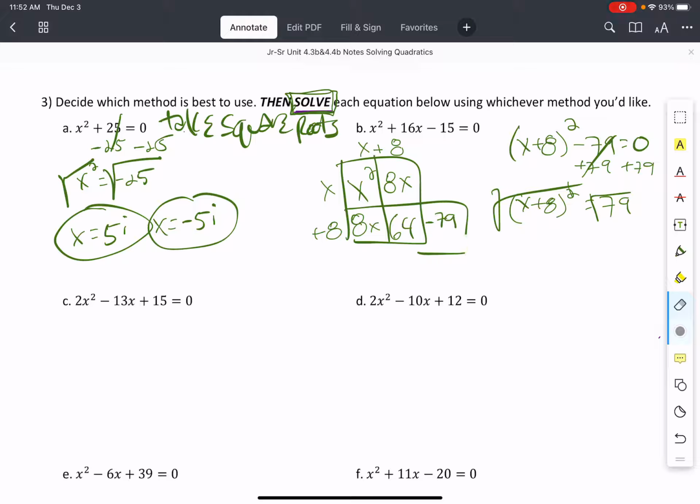So x plus 8 equals the square root of 79. And x plus 8 equals the negative square root of 79. The plus or minus happens on the square root. Almost. Is x alone? Subtract the 8. Yep. Subtract the 8. Good. So x equals negative 8 plus root 79.